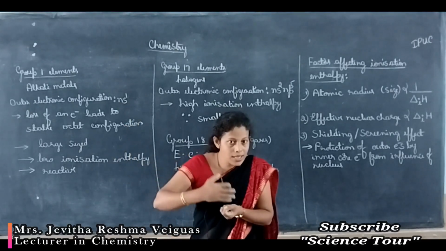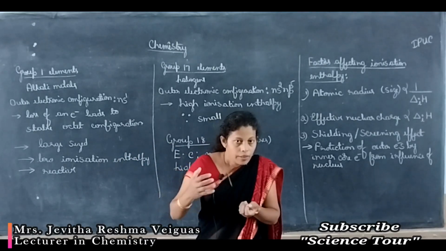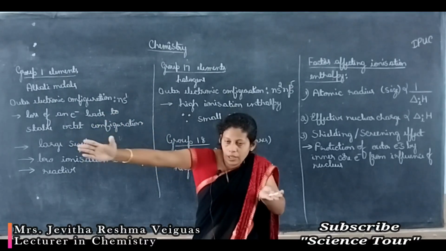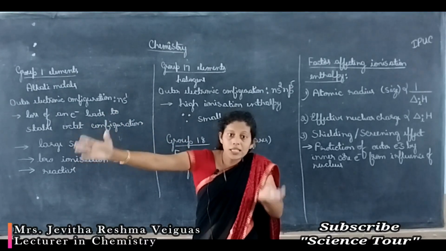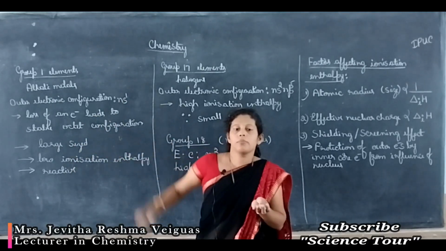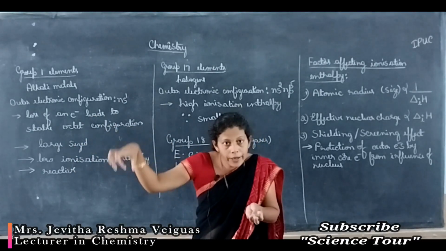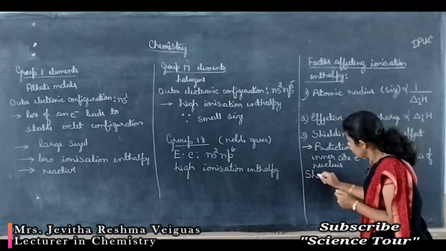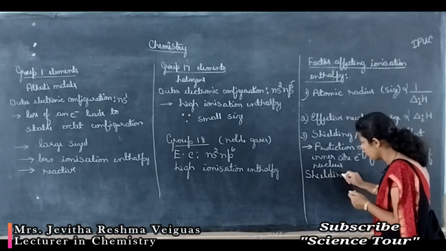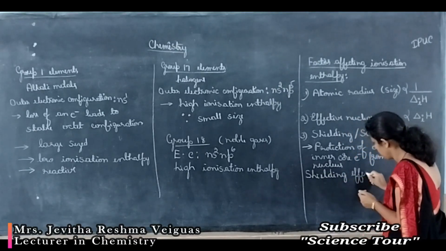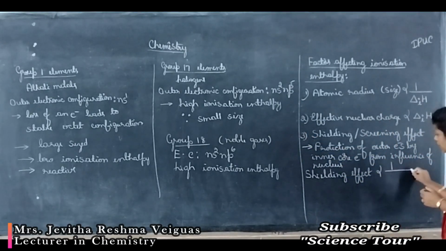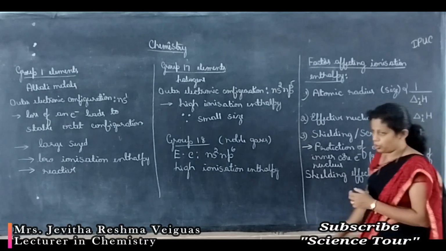Since outer electrons are less attracted towards the nucleus, the outer electrons occupy large volume, means the size increases. As the size increases, removal of electron becomes easy. So, ionization enthalpy is less. So, what we can say is, as shielding effect increases, atomic size increases, ionization enthalpy decreases. So, ionization enthalpy and shielding effect are inversely proportional.